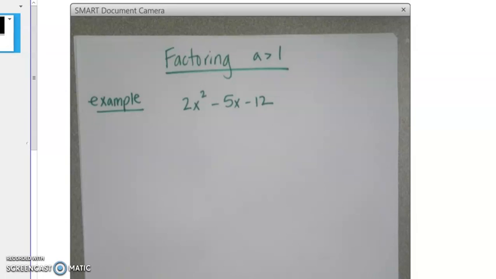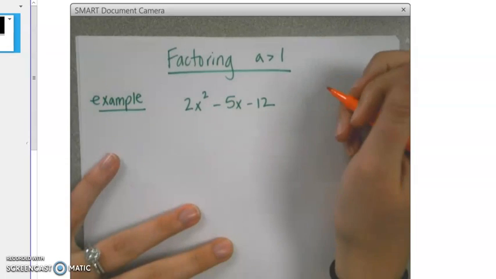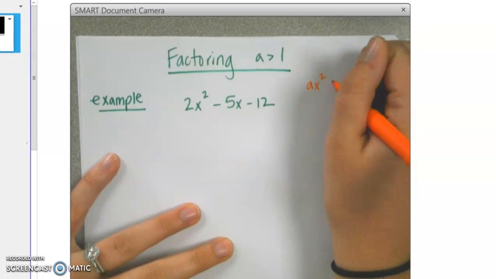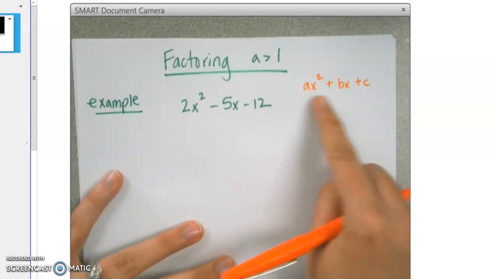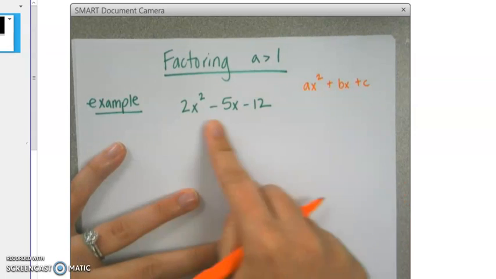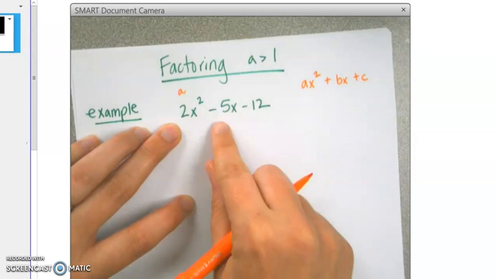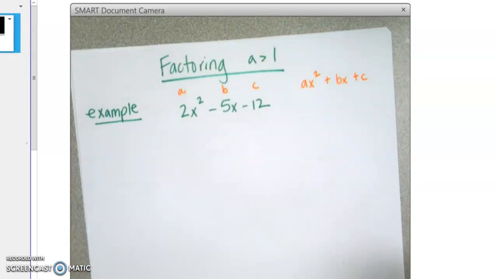Hey guys, today we will be factoring when a is greater than 1. What that simply means is you have seen quadratics written like this, ax squared plus bx plus c. You would have done that a bunch in math too, and we've also gone over it this year. So what that means for our example here is that 2 is our a, negative 5 is our b, and negative 12 is our c.